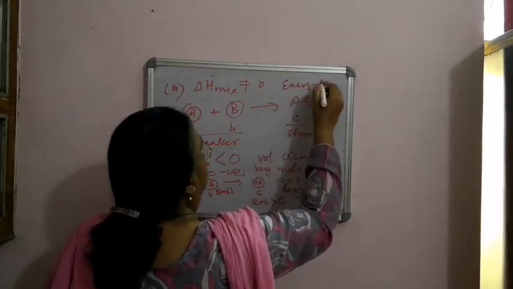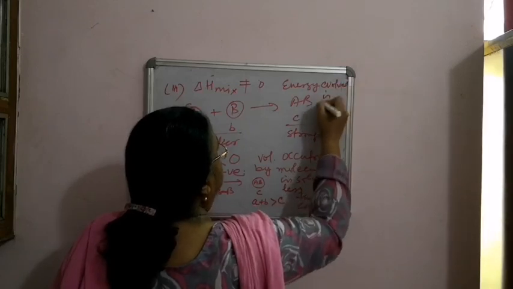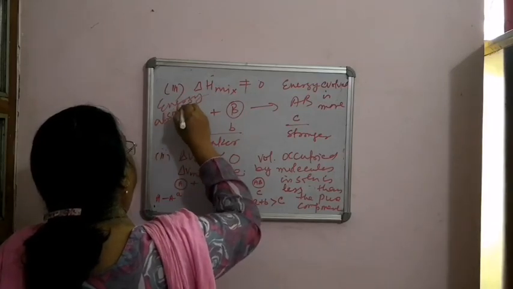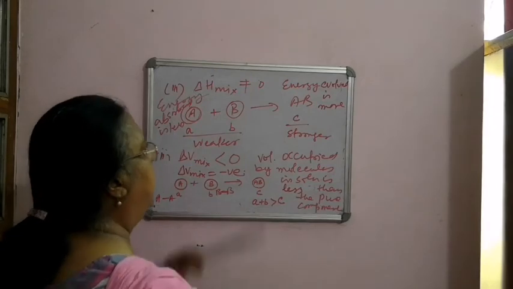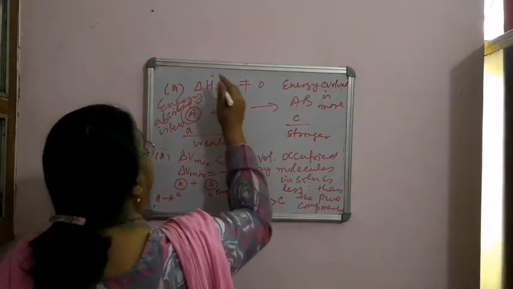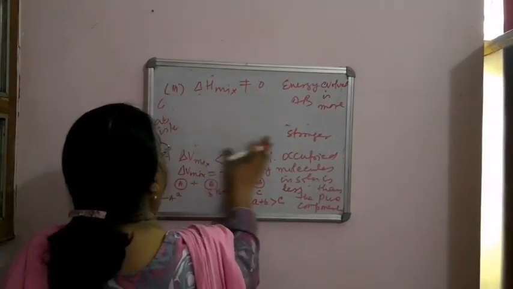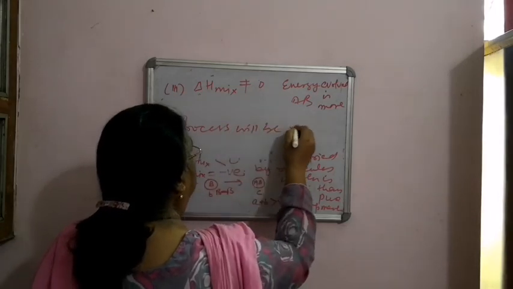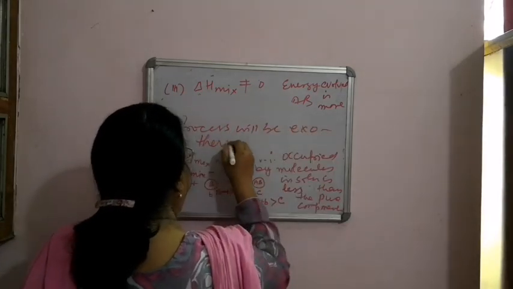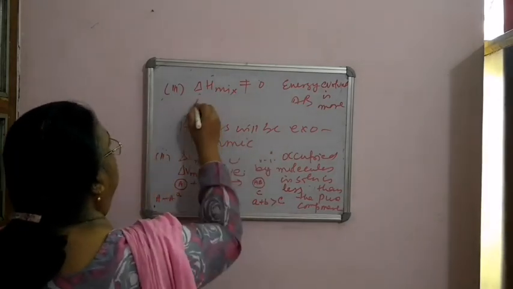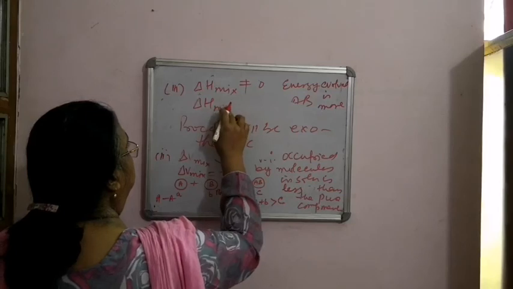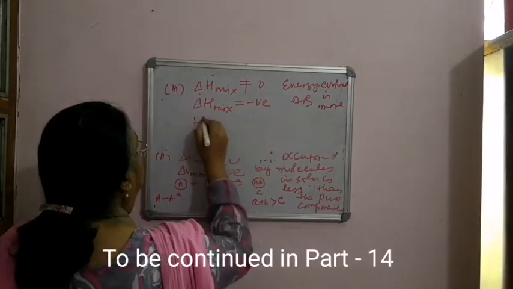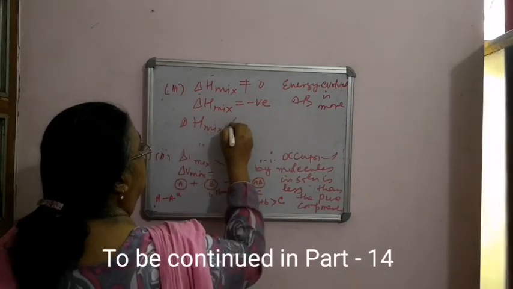So energy evolved is more, and energy absorbed is less. What will happen? Since the energy evolved is more, the process will be exothermic. It means delta H mixing will be negative. What is that? Delta H mixing will be less than zero.